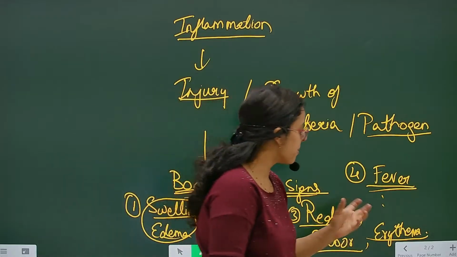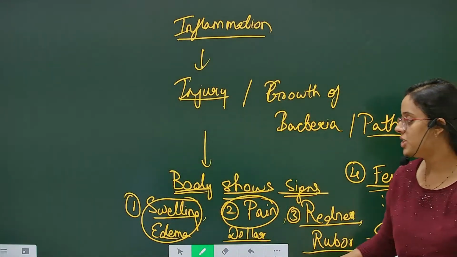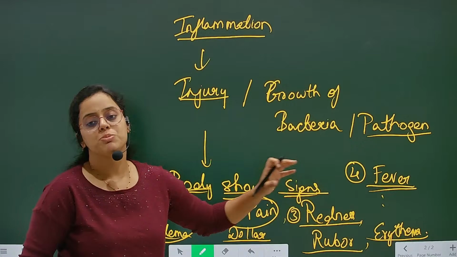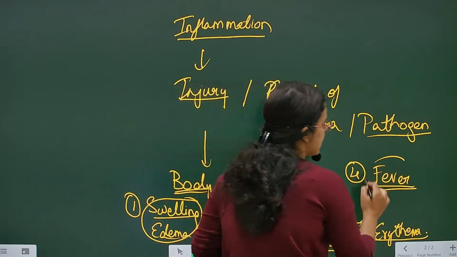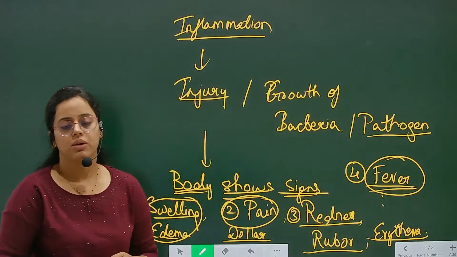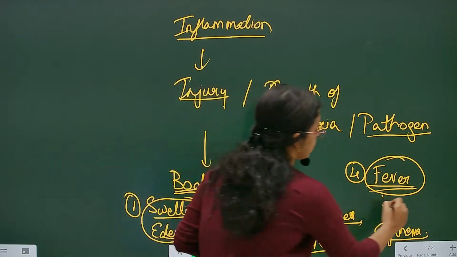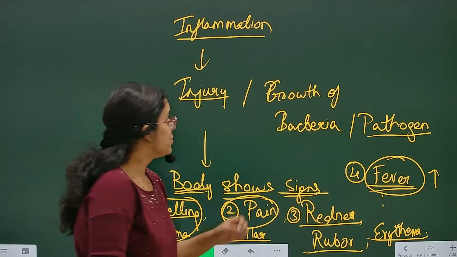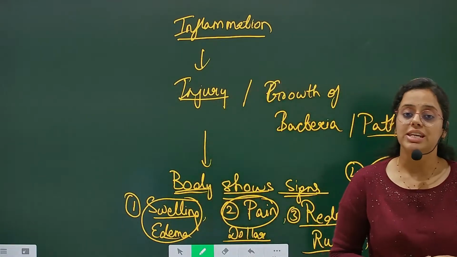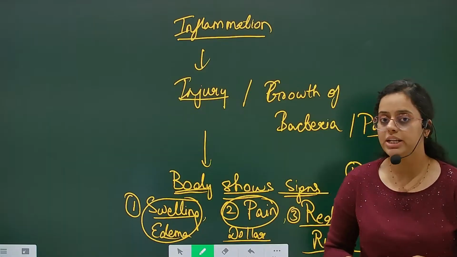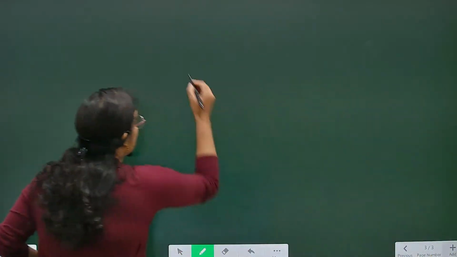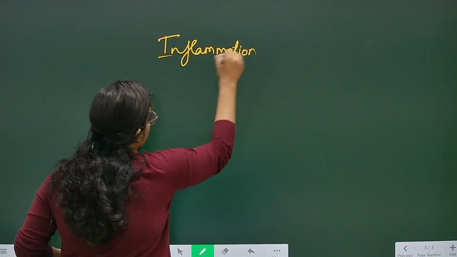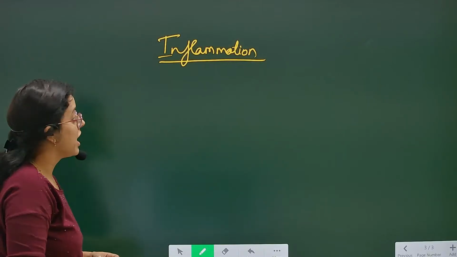So here you have to remember the four signs of the inflammation, that is swelling or edema, pain, that is also called dolor, redness, which means rubor, and we have another symptom, that is fever. Okay, so fever is the one which controls the growth of the pathogen. So this is also a sign of innate immunity. Inflammation is a sign of innate immunity. So in inflammation you can see these four signs. So it is a natural mechanism of the defense system.